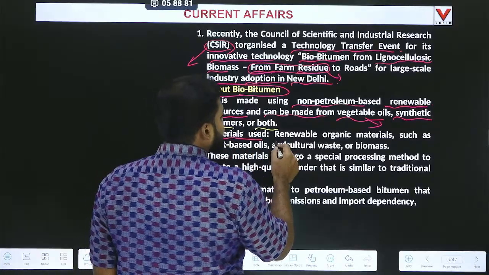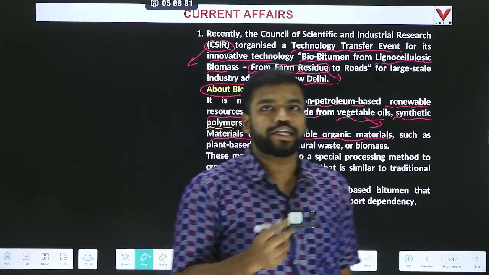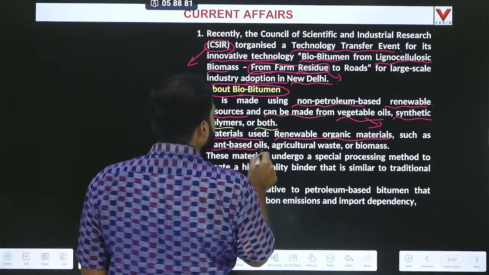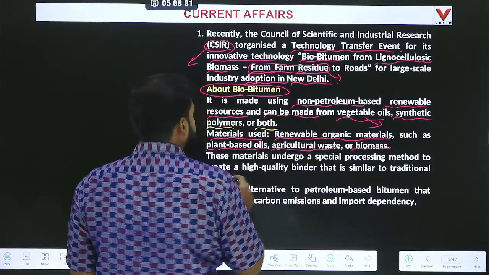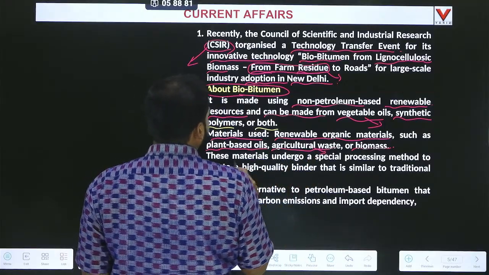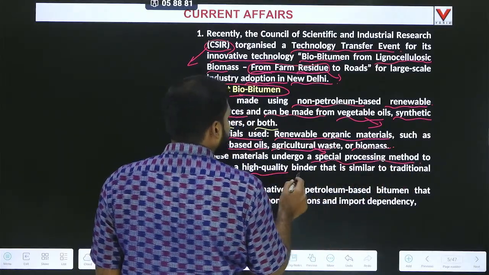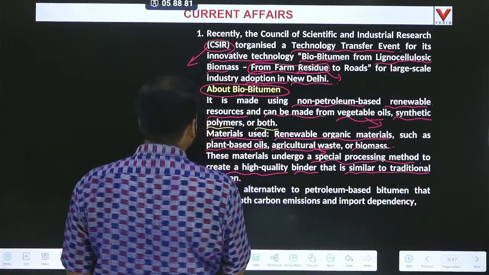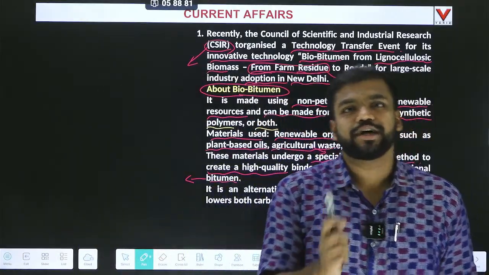Materials used: renewable organic materials. As I said, they are derived from biological sources. That's why they are organic in nature, such as plant-based oils, agricultural waste, and biomass. Agricultural waste is what? Parali in Hindi. These materials undergo a special processing method to create a high quality binder that is similar to traditional bitumen, right? Bitumen is used for road construction. Biobitumen is a type of bitumen which is derived from organic sources.